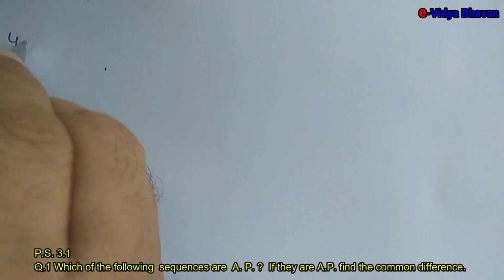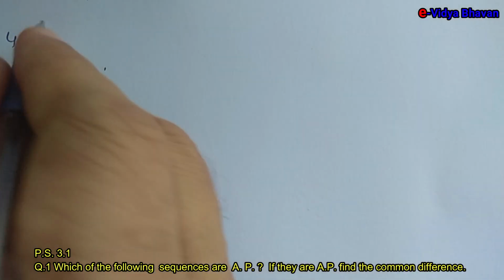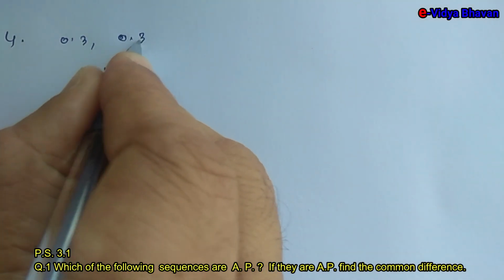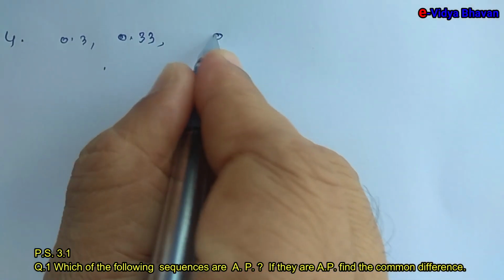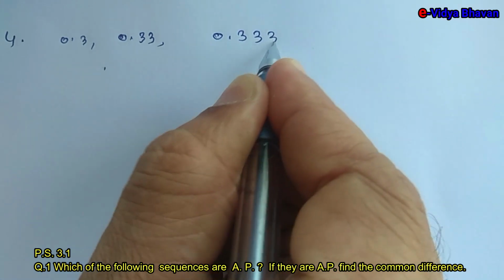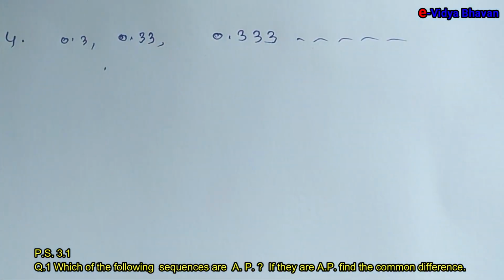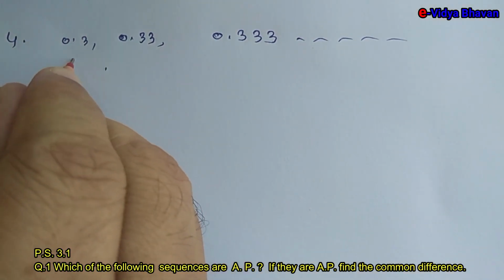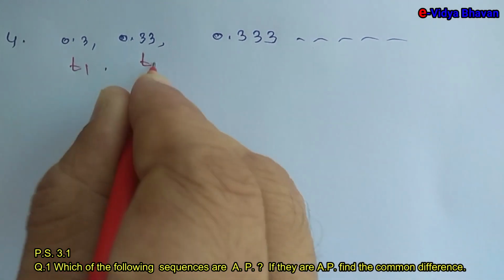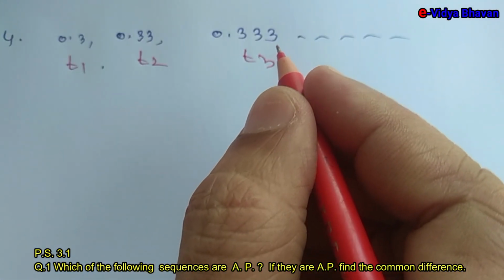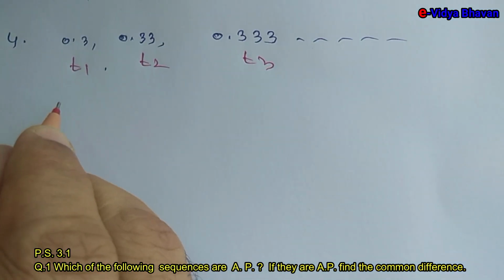So fourth example, we are going to take 0.3, 0.33, 0.333, and so on. Again, same method. Let us consider this first term as T1, second term as T2, third term as T3. To show that it is an AP, let's take the difference.